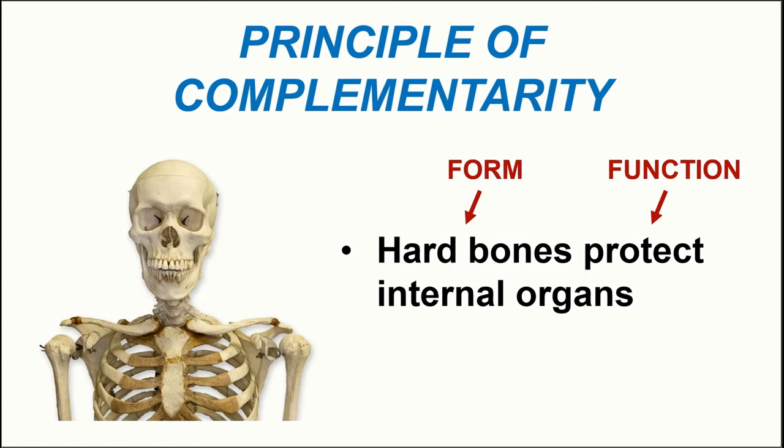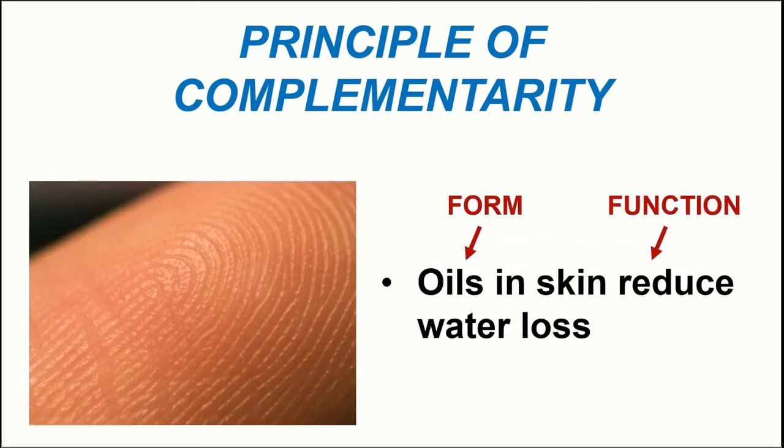Another example, with the skin or the integumentary system, is that oils in our skin help to reduce water loss across the surface of the skin. Because our skin contains oils and oil glands, which are part of our anatomy, those aid in the function of reducing water loss. So with the principle of complementarity, we see a connection between form and function.